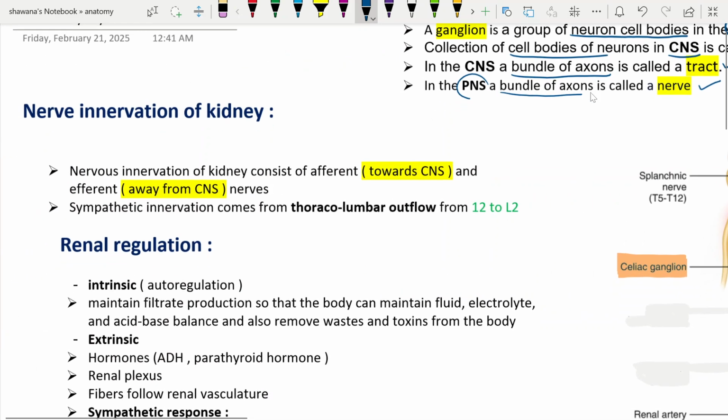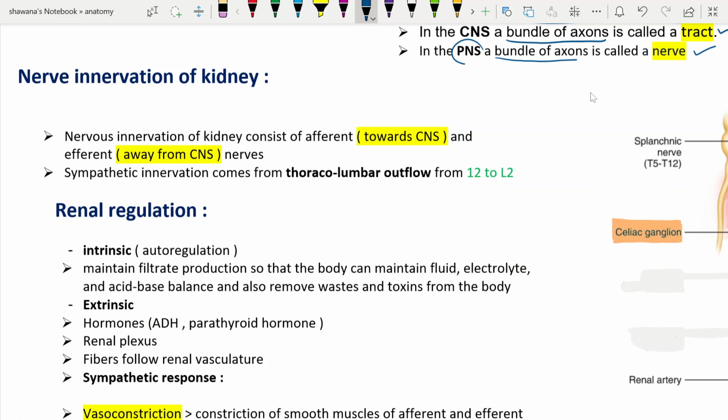Okay, let's talk about the nervous innervation of the kidney. First of all, the kidney consists of both afferent and efferent fibers. Afferent means the sensory innervation, which is going towards the central nervous system, and efferent is going away from the central nervous system. The kidney has both of them.